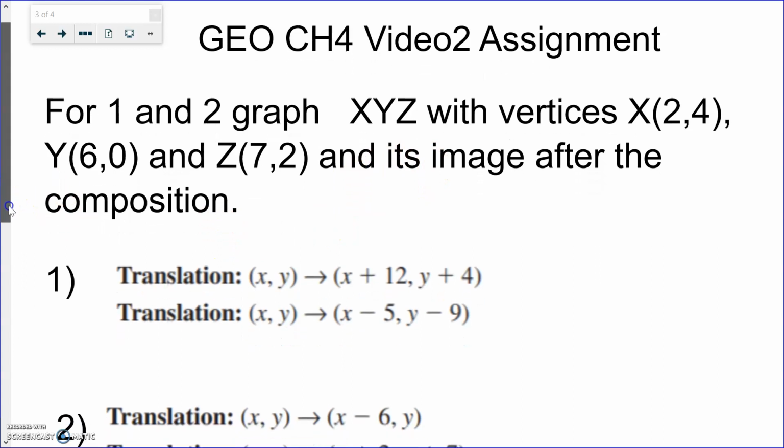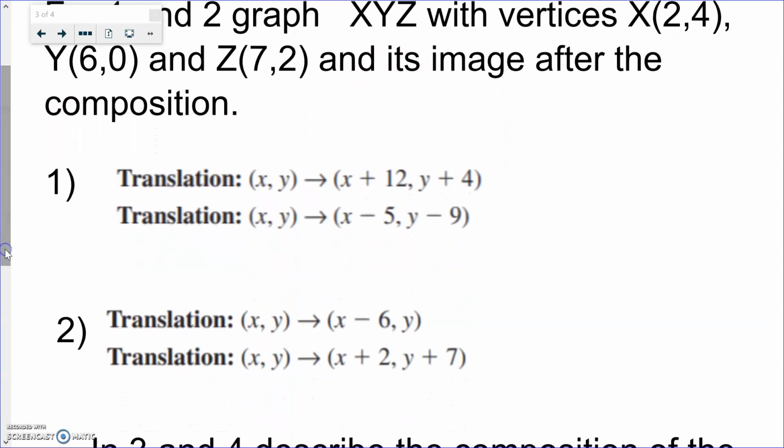The composition is two transformations, which is translation XY. Once we get this shape, we're going to draw it in, and then from this shape we're going to start again and do this translation.